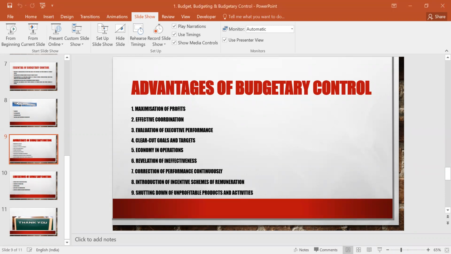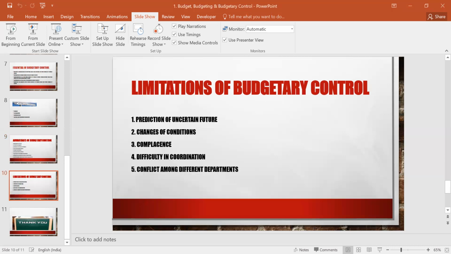Talking about the limitations of budgetary control: prediction of an uncertain future. We are always talking about the future, and the future is uncertain. Business is full of uncertainties, right? So it is very difficult to have perfect estimates. What could be your cash receipts? What could be your cash payments? I'm just talking about one cash budget. There are so many things you can talk about, right? Can you predict perfectly what your receipts and payments could be? It's very difficult. Why? Because the future is very uncertain.